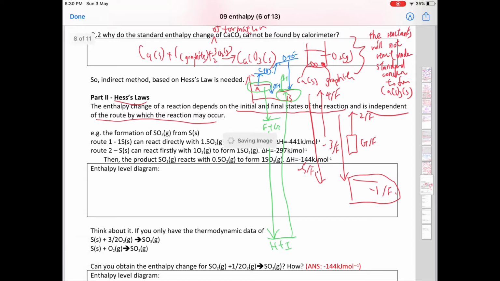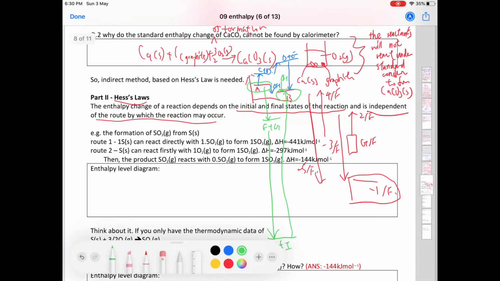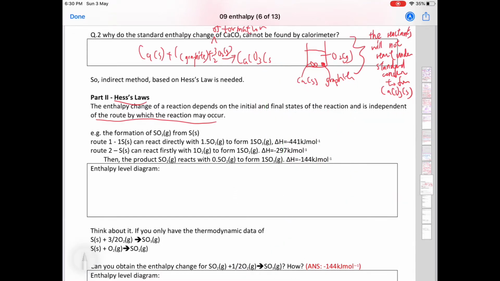And you say, okay, that's the basic principle of Hess's law. Or if you do not understand up to this moment, it doesn't matter. I will give you a real example to try. Well, let's continue with the application of Hess's law.